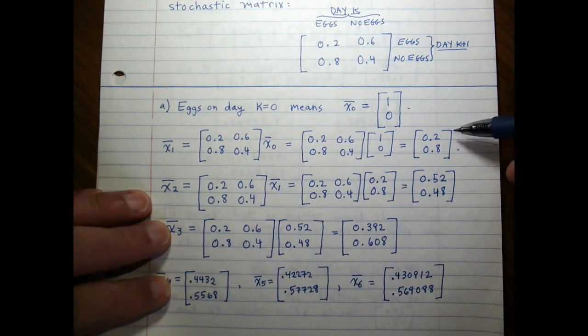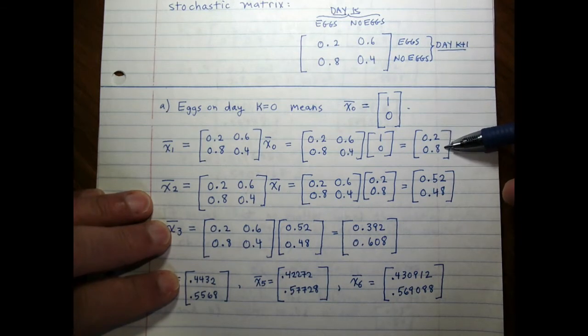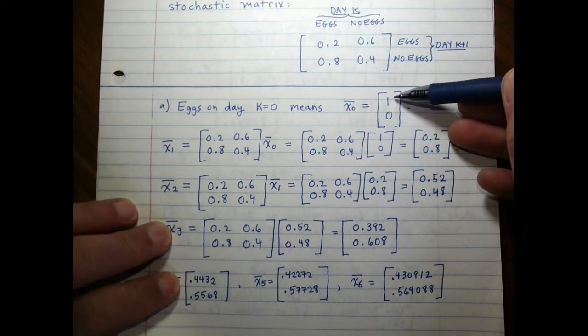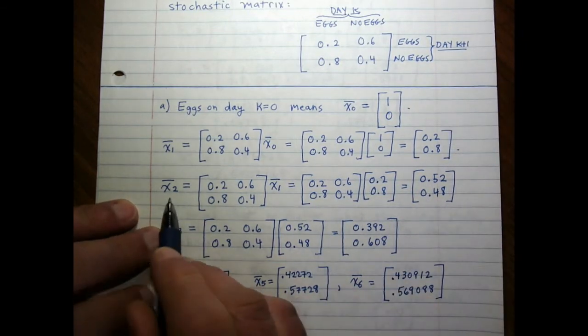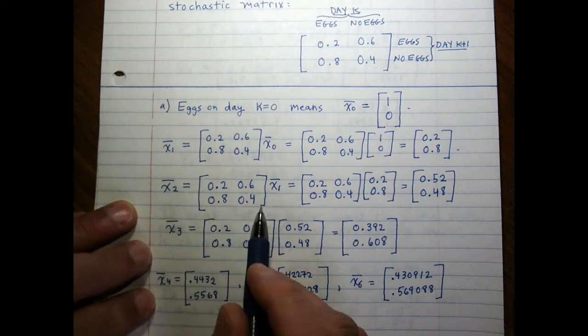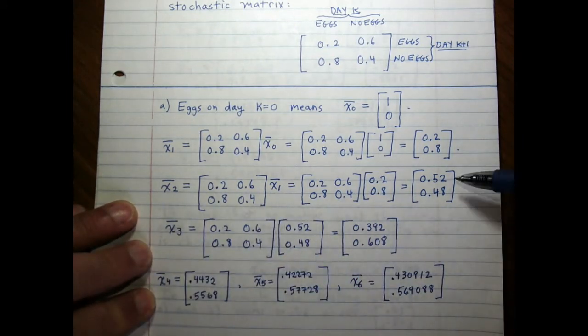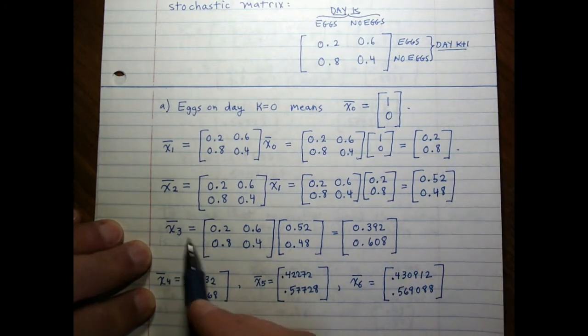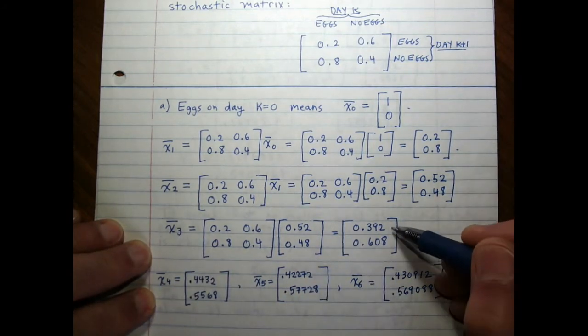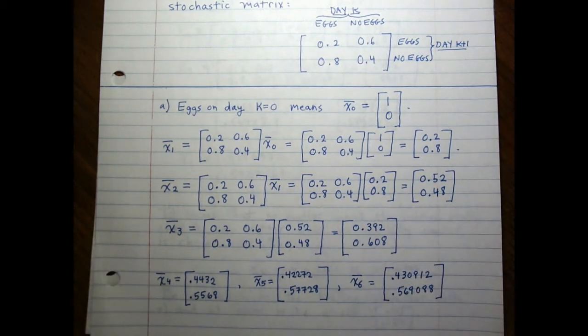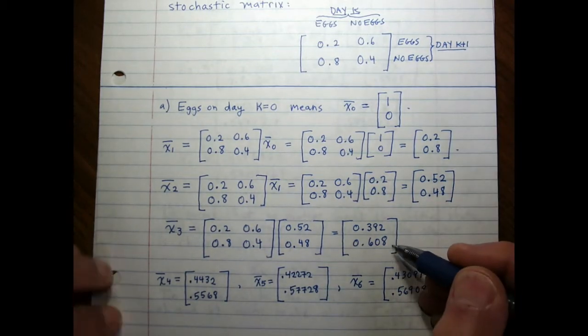And it shouldn't be surprising that the probability of eggs on day 1 is 0.2, and no eggs on day 1 is 0.8, because we know he had eggs on day 0. But now we can continue. X sub 2 is a stochastic matrix times x sub 1, and we end up with these probabilities. Now, 0.52, 0.48, so slightly more chance that he'll have eggs. X3, we multiply again. We get the x3 probability vector. It turns out on day 3, there's a smaller chance that he'll have eggs than no eggs.